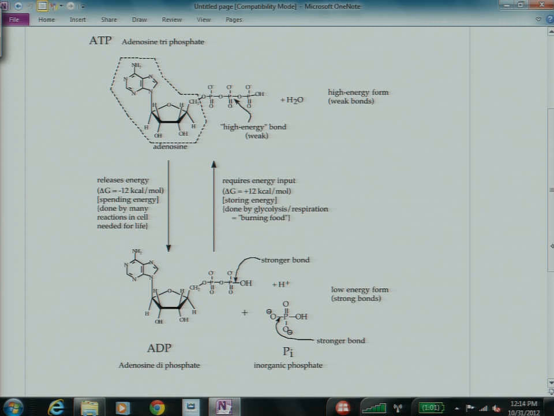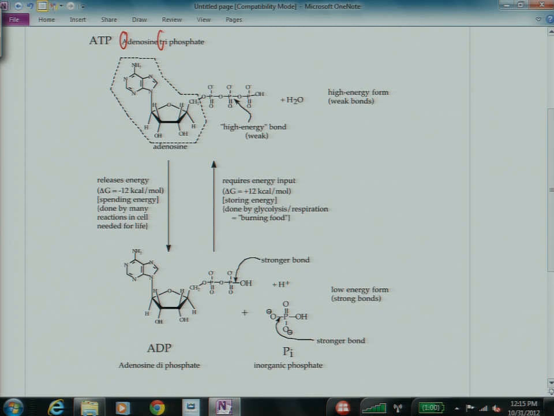So let me explain some of this terminology here. There's a couple of different things. So ATP, and that's the tri, is 3 phosphates, and ADP, di, is 2 phosphates. And then the extra phosphate is over here.